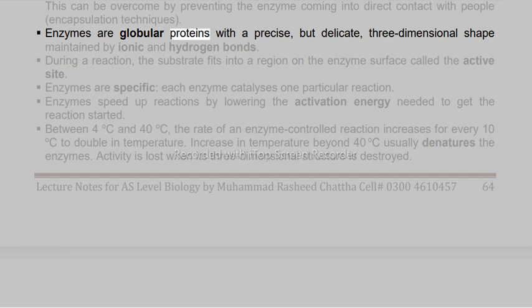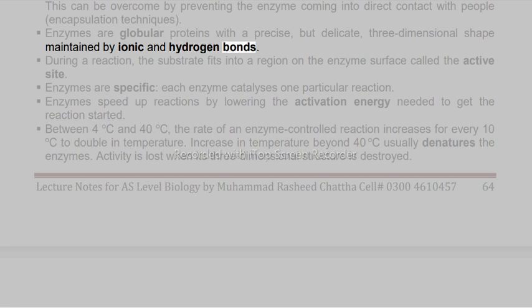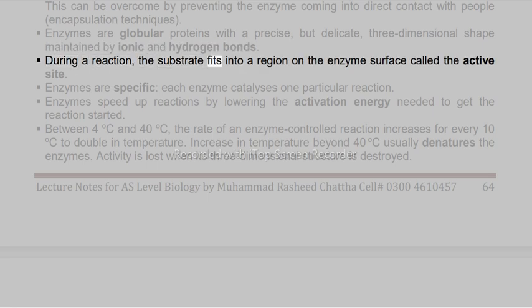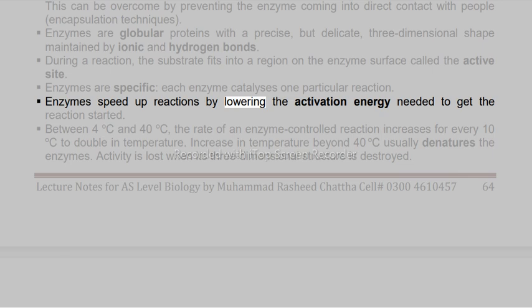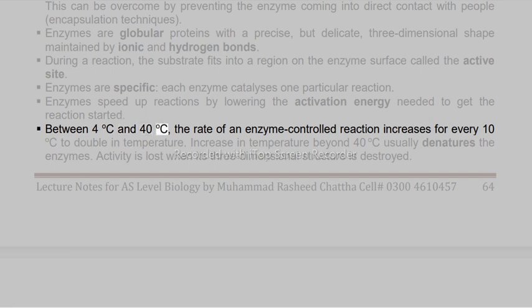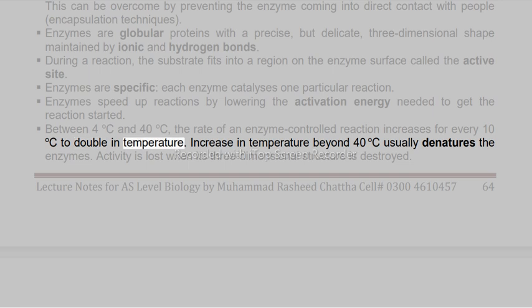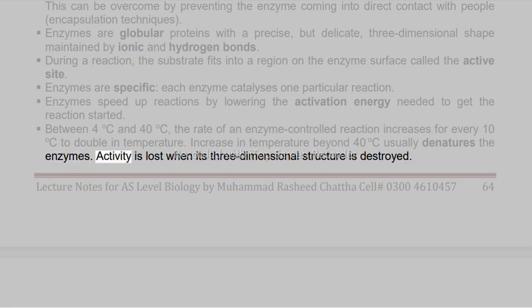Enzymes are globular proteins with a precise, but delicate, three-dimensional shape maintained by ionic and hydrogen bonds. During a reaction, the substrate fits into a region on the enzyme surface called the active site. Enzymes are specific, each enzyme catalyses one particular reaction. Enzymes speed up reactions by lowering the activation energy needed to get the reaction started. Between 4 °C and 40 °C, the rate of an enzyme-controlled reaction increases for every 10 °C rise in temperature. Increase in temperature beyond 40 °C usually denatures the enzymes. Activity is lost when its three-dimensional structure is destroyed.